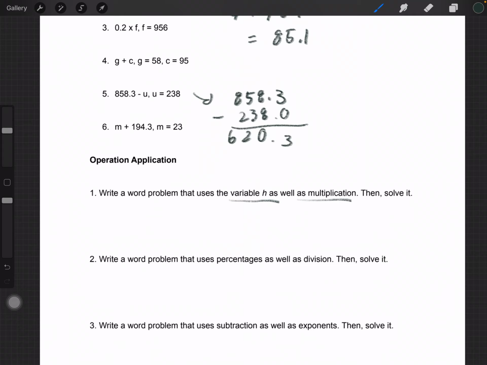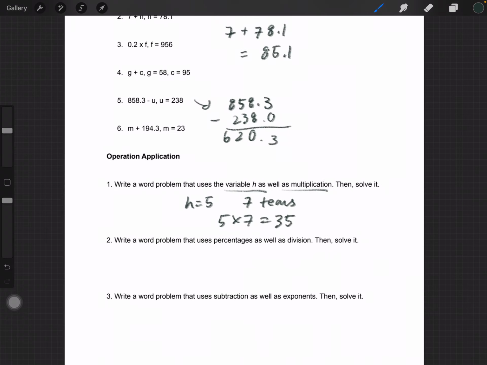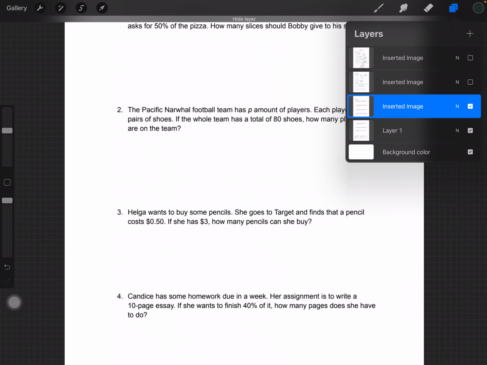The first one can be H is the number of hockey players on a team. If there are 5 hockey players on a team, so H is equal to 5, and there are 7 teams, then how many players are there? And you do 5 times 7, and you get 35. But make sure to write out your whole word problem.